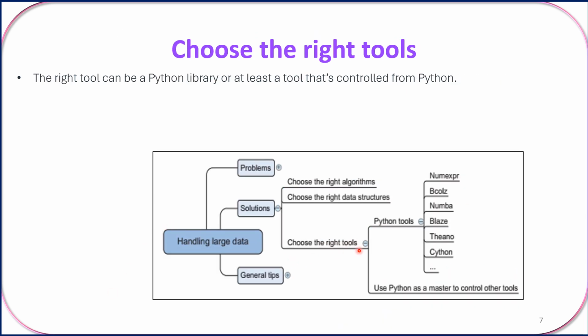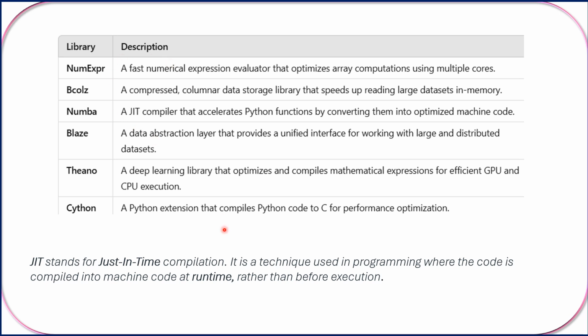And the last one is choosing the right tools. Mostly we have to go with Python tools, or at least a tool that can be controlled by Python. So these are the different tools listed here. Based on the type of operation we perform, we can choose the library. If we are dealing with fast numerical expressions, then we go with NumExpr. In such a way we'll go with different libraries based on the operation or the need of the process. Say if I want to convert Python code to C for performance optimization, then I go with Cython. So this is how we select the tool.